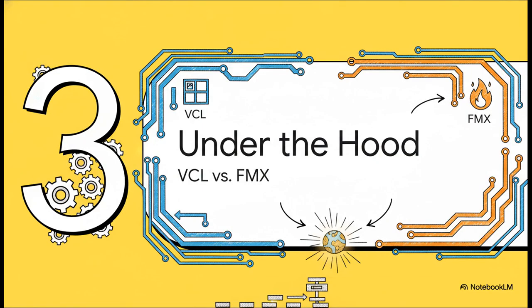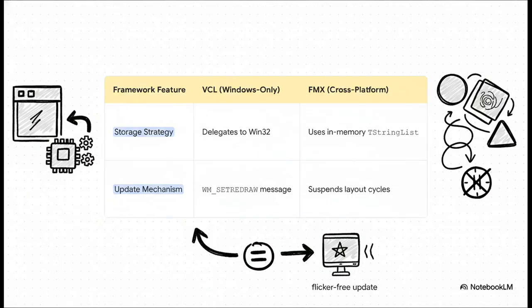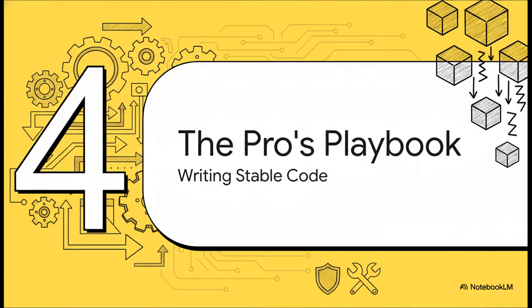Okay, that's just incredible. But how does it actually work? Well, under the hood, the 2 main UI frameworks, VCL for native Windows apps and FireMonkey for cross-platform, actually achieve this in completely different ways. The VCL, which is basically a direct line to the Windows operating system, essentially tells Windows itself to just stop painting the control for a minute. FireMonkey, on the other hand, since it's a cross-platform framework, handles it all internally by suspending its own layout and painting cycles. So you have 2 different methods, but the result for you, the developer, is exactly the same, a beautiful, flicker-free update.